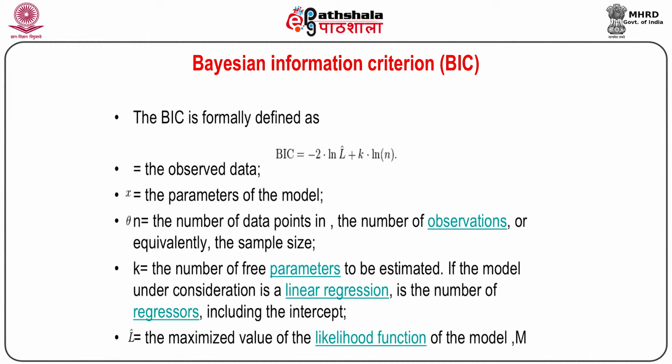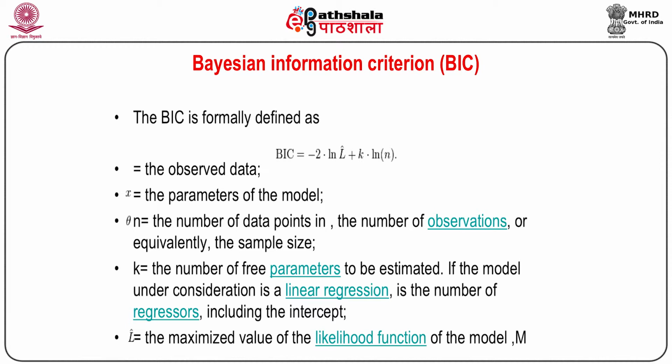L hat is the maximized value of the likelihood function of the model. That is, L hat equals P of X given theta hat, M, where theta hat are the parameter values that maximize the likelihood function.